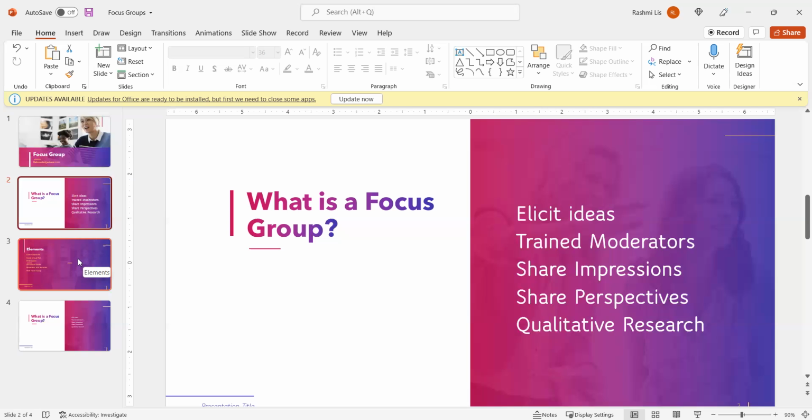objective is to discuss and comment on a topic within a context. The participants share their perspective and attitudes about a topic and discuss them in a group setting. And so a focus group is also a form of qualitative research, as I mentioned here. The activities are similar to that of a brainstorming session, except that a focus group is more structured and focused on the participants' perspectives concerning a specific topic.